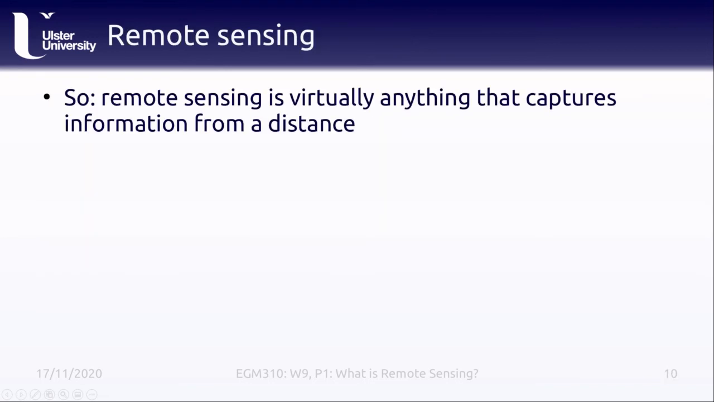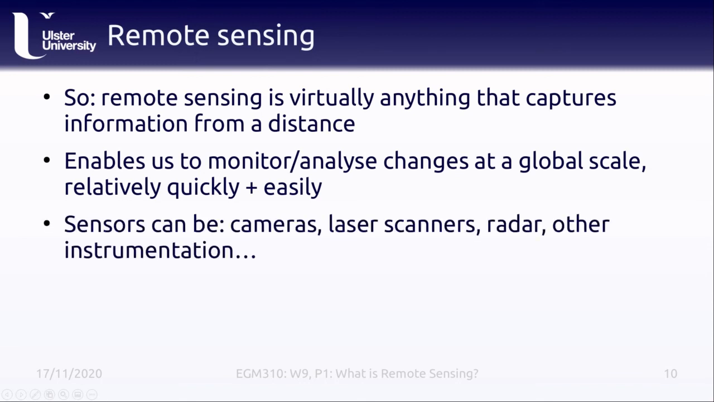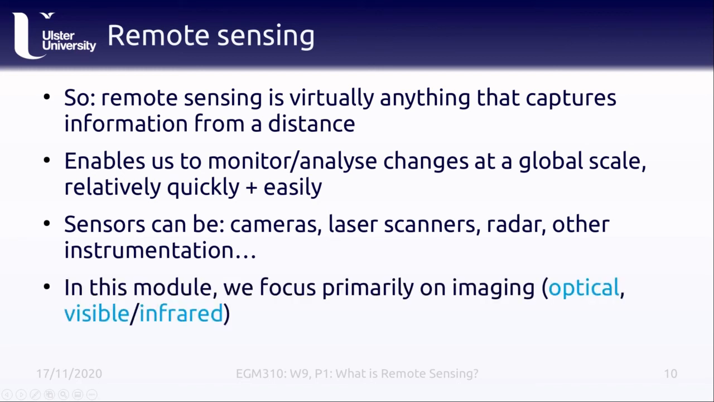So remote sensing is any way of capturing information at a distance. It lets us quickly and easily monitor changes at large scales, including across the globe. The sensors that we use for remote sensing can be almost anything. They can be cameras, laser scanners, radar, other instrumentation, anything that lets us acquire data from a distance. In this module, we'll mostly be focusing on imaging from optical or visible and infrared remote sensors, although we'll touch on some of the other examples.